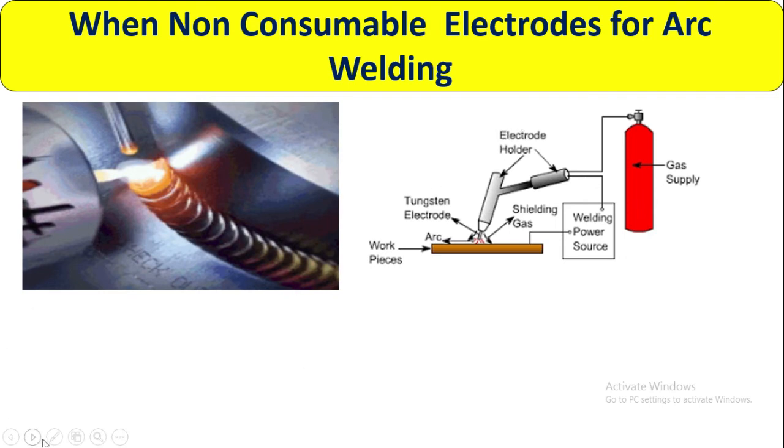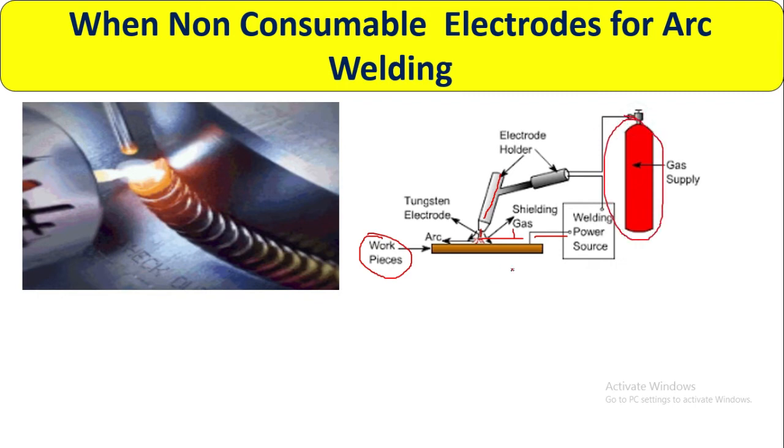You see the electrode holder. You have to see the nomenclature first. This is the workpiece. This is where the arc is generated. You see, this is the gap, and in the gap the arc is generated. This is the tungsten electrode. This is the shielding gas. This is the electrode holder. And this is the welding power source. This is the gas supply.